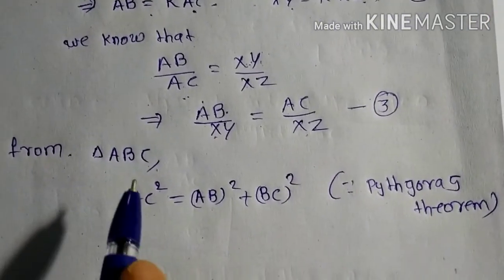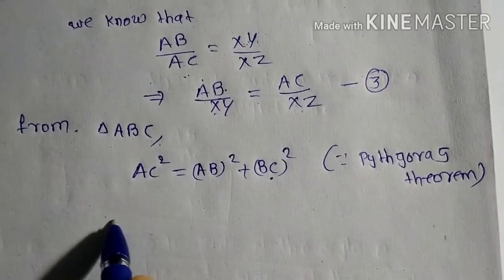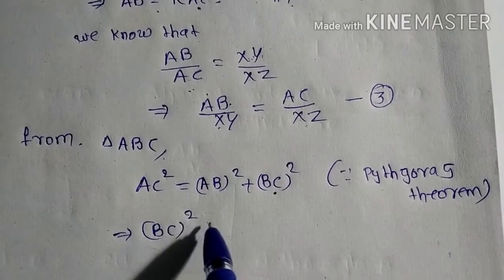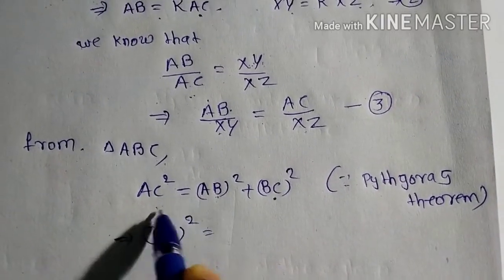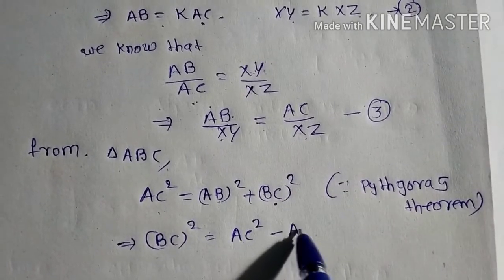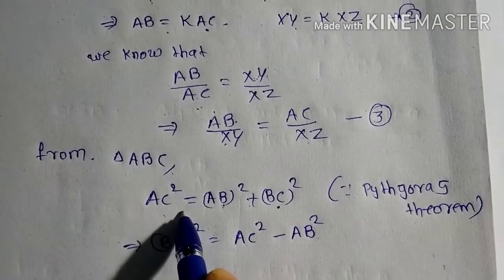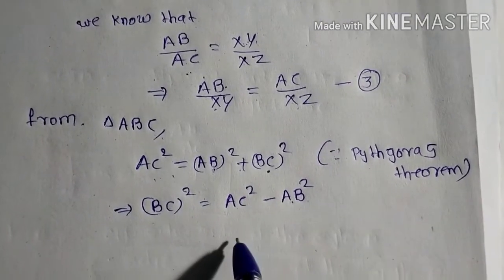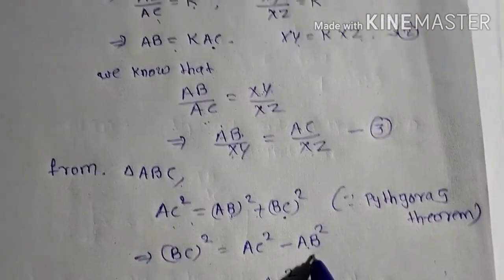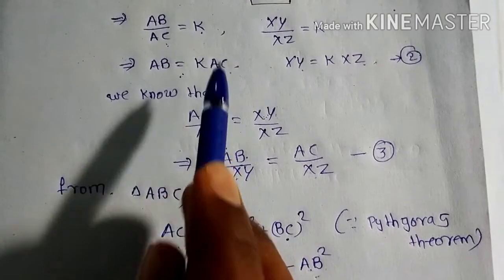Already I mentioned we need to find BC only, yes or no? So you can write BC square is equal to, can I transpose AB square to the LHS or not? Yes. So can I write AC square minus AB square? Here it is addition, and if I am transposing it, it will become minus. See here, AC square minus AB square. What is the value of AB? AB is equal to K into AC, or not? Yes.